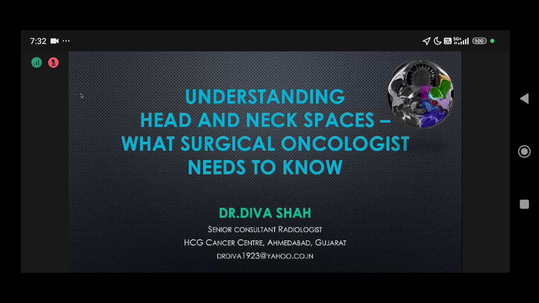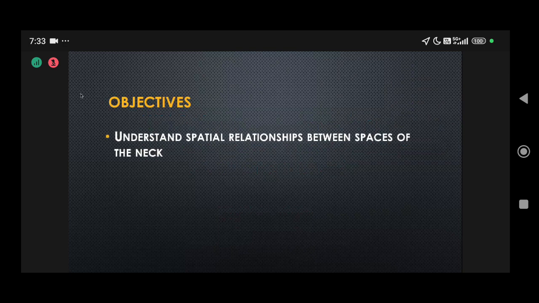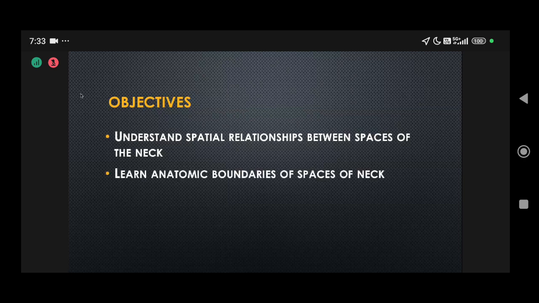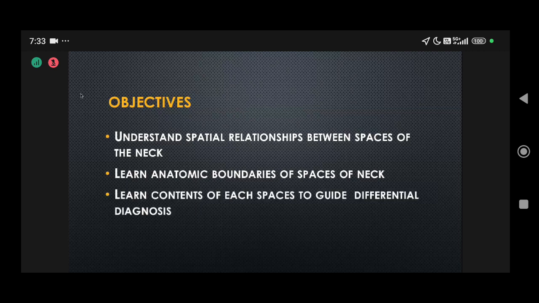So to begin with, we all know that head and neck is although a small area, but it comprises various fascial boundaries, multiple neck spaces. It has glandular structures, fascias, muscles, vessels. Now everything is passing through the skull base and up to the mediastinum. So the objectives of my talk are to understand the spatial relationships between spaces of the neck, to learn the anatomic boundaries on cross-sectional imaging of various spaces of the neck, to learn the contents of each space to guide the differential diagnosis.